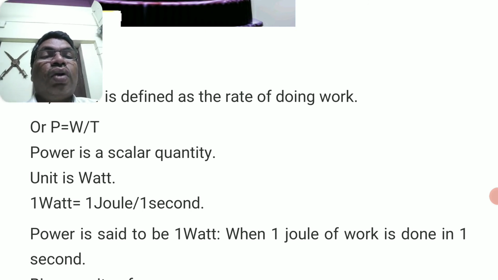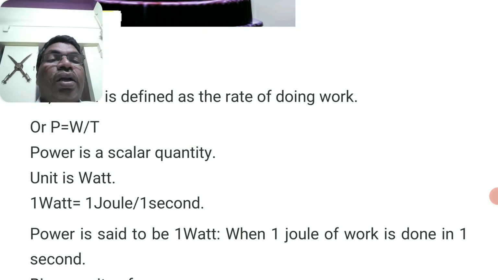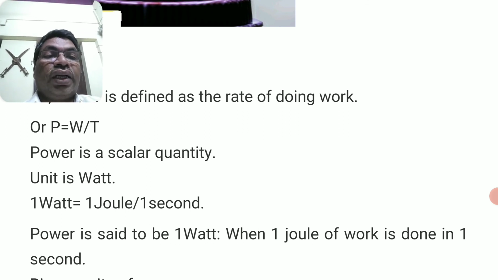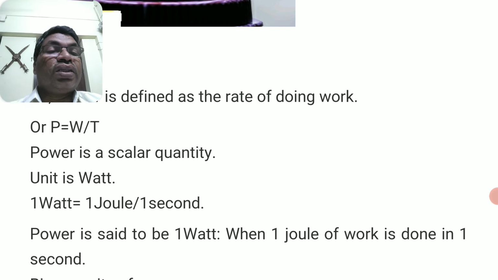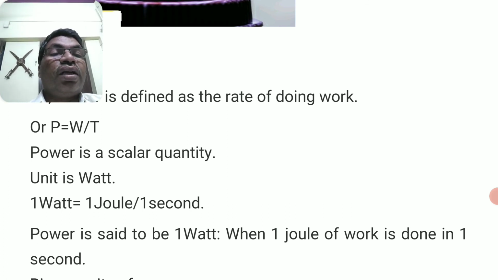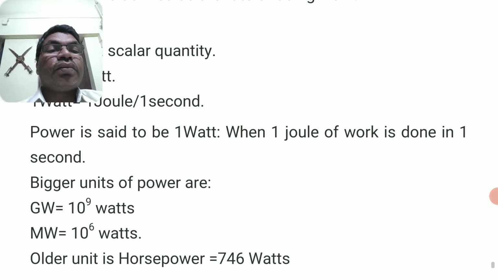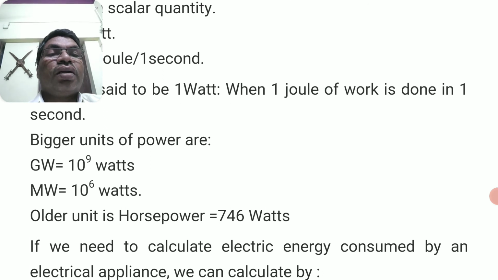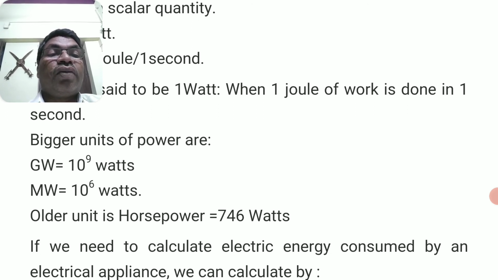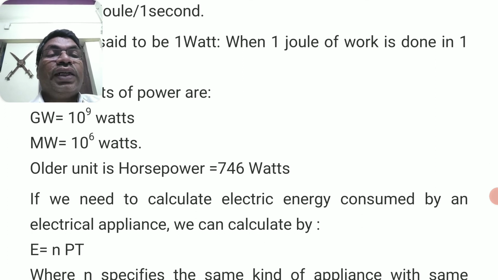Now let us go through what is watt. Unit of power is called watt. 1 watt is 1 joule per second. 1 joule is the unit of work and 1 second is the unit of time. So when 1 joule of work is done in 1 second, then the power is said to be 1 watt. Bigger units of power are gigawatt, which is 10^9 watts, and megawatt, which is 10^6 watts. Older unit is horsepower. 1 horsepower is 746 watts.